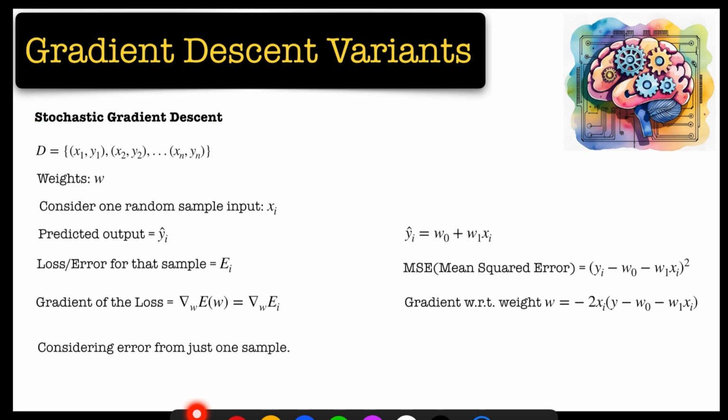Next is stochastic gradient descent. Here, considering the same data set, but let's say we are taking only one random sample input, that is xi. The predicted output is yi hat. Loss or error for that sample is ei. We'll compute the gradient of the loss with respect to only one sample. So the gradient of this E(w) will be the gradient of this only one ei. So we are considering error from just one sample.